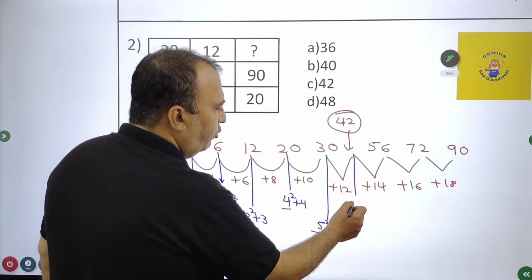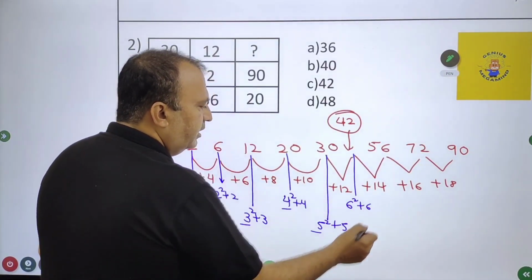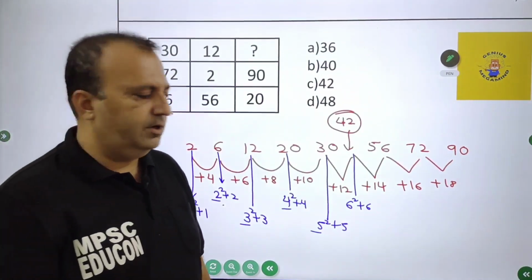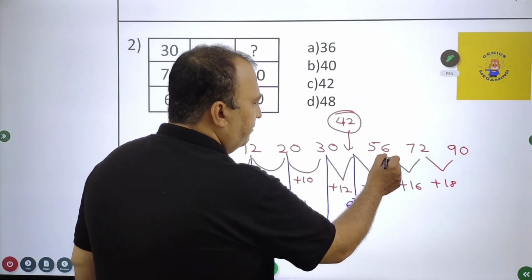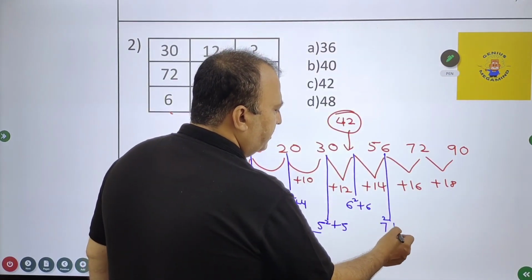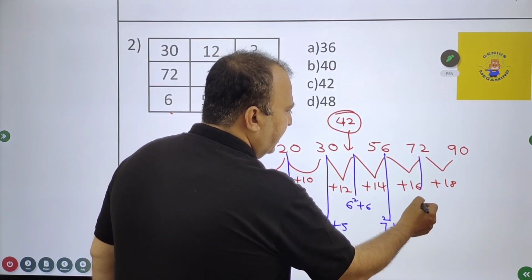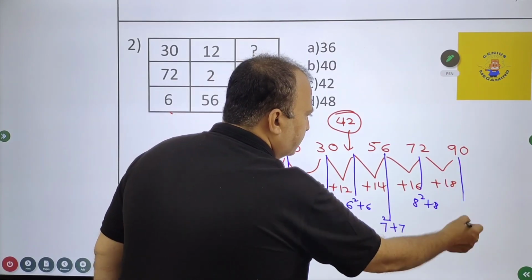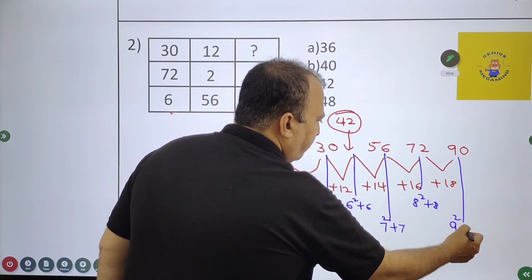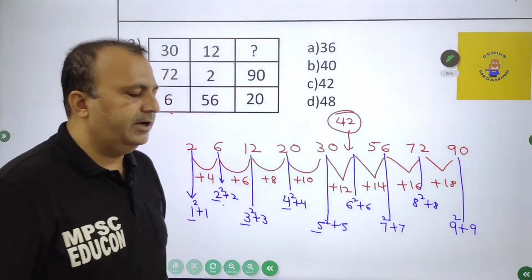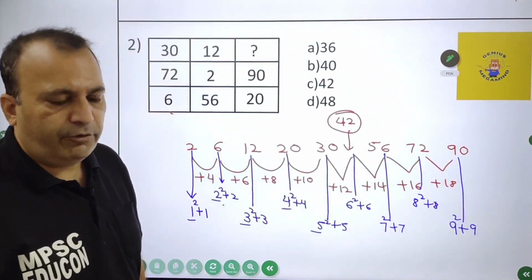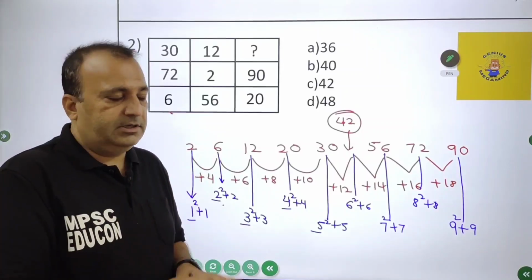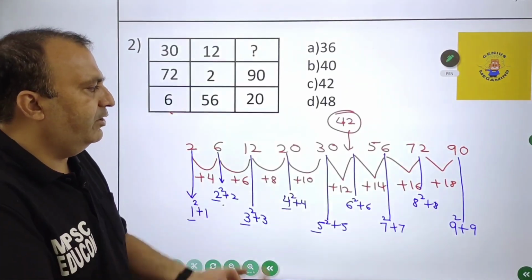Then it has to be 6 square plus 6. Now what is 6 square? 6 square is 36. And 36 plus 6 comes out to be 42. Then, my friends, it is 7 square plus 7. Then it is 8 square plus 8. And obviously 9 square, 81 plus 9 comes out to be 90. So again, by a different method, the answer comes out to be 42.